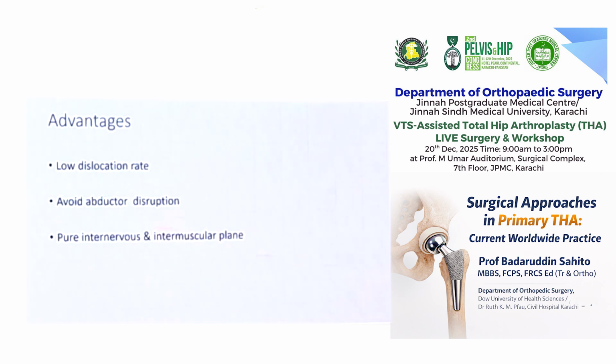So what are the advantages? The low dislocation rate, no abductors involved, no muscle cut in any plane. This is all pure internervous intramuscular. When you close it, you have nothing to do. Remove all the instruments, just apply the fascia lata and skin closure. Not a single stitch on all these muscles.